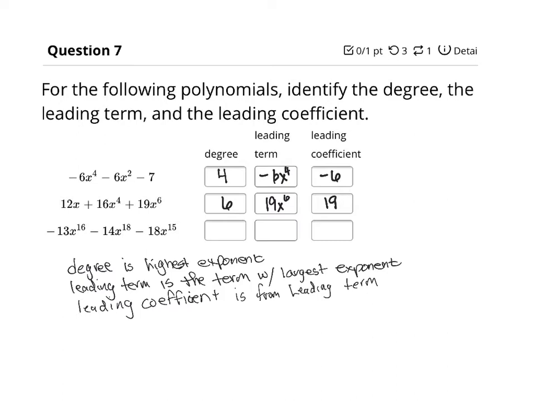Then the next one, we have exponents of 16, 18, and 15. So 18 is the highest degree. And that's a negative 14x to the 18th. That's the term. And then the coefficient would be negative 14. It's good to know the leading term, because when you start to factor, you need to put it in order with the highest term first, or the highest degree first.